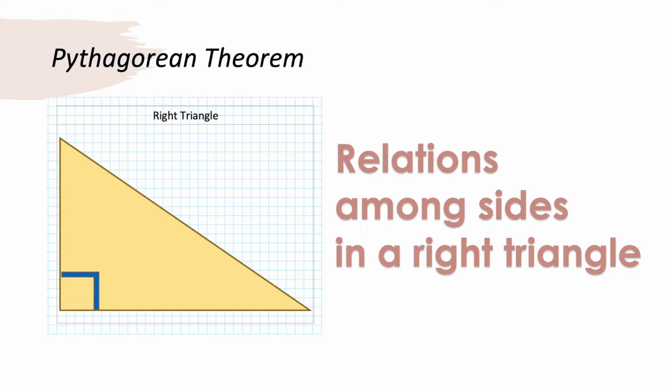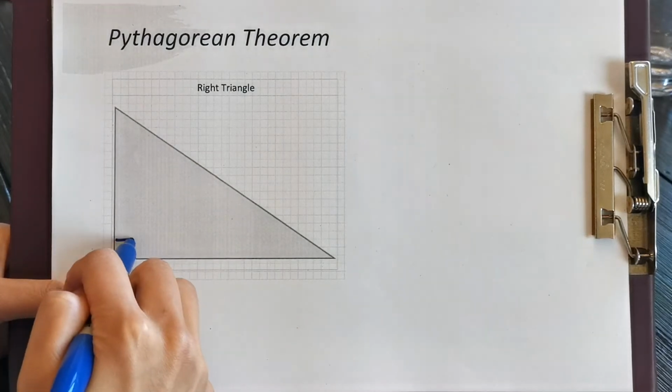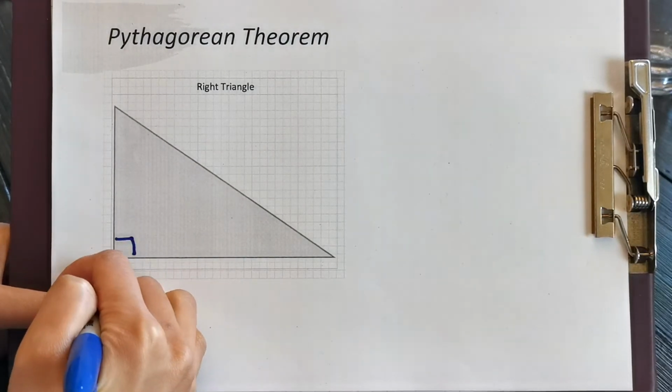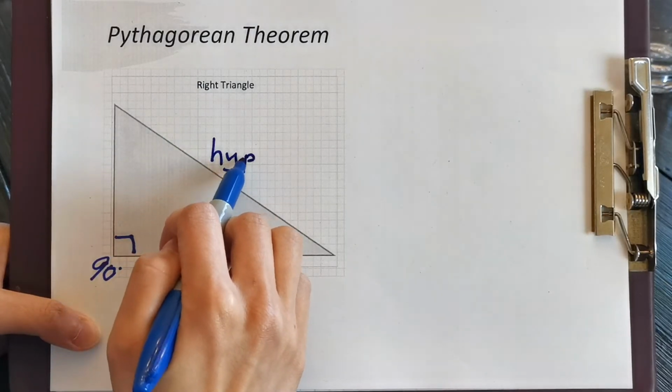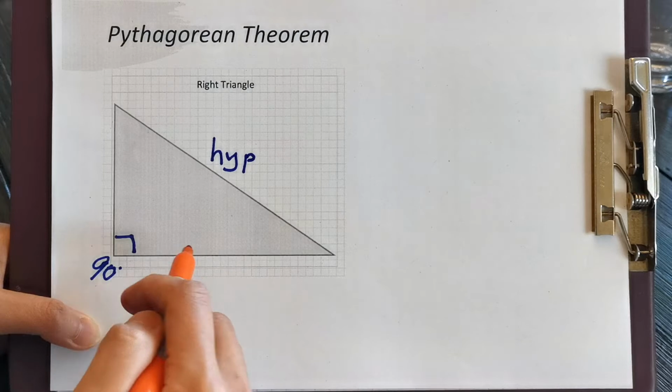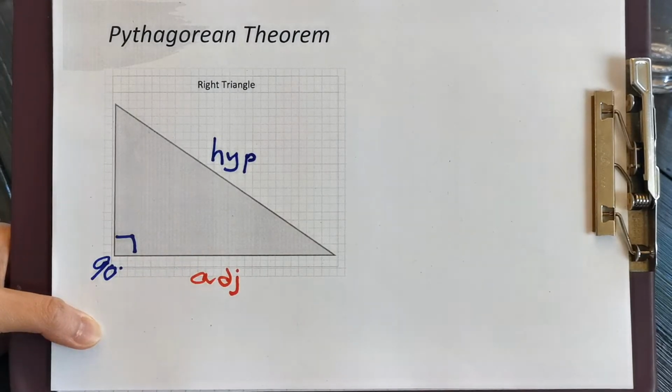Pythagorean theorem is a relation among sides of right triangle. In this lesson, we'll use the theorem to find a missing side length. To use the theorem, you must make sure that a given triangle is a right triangle. Then identify the longest side of triangle, which is the one facing the 90 degrees. This side is always called hypotenuse. The other two sides are called adjacent and opposite.